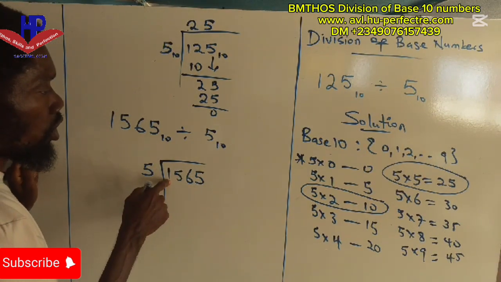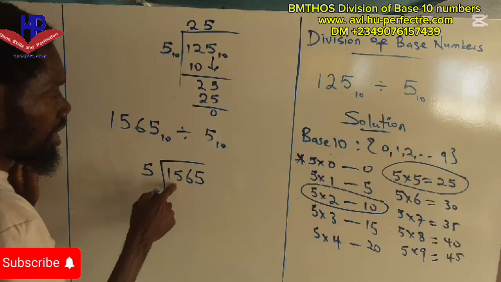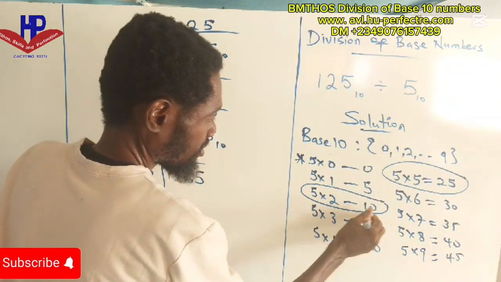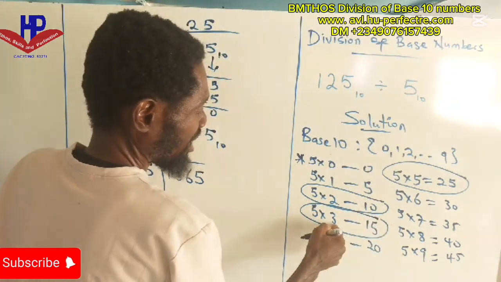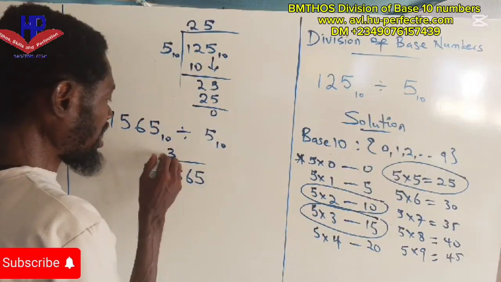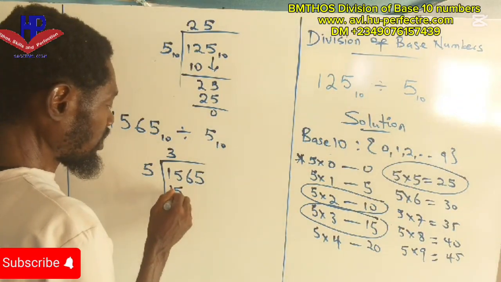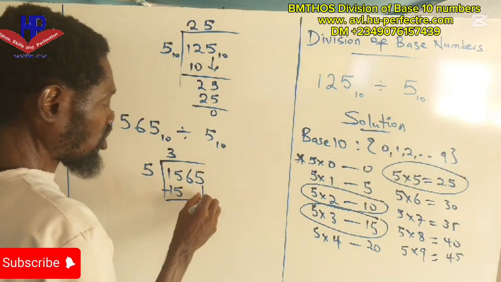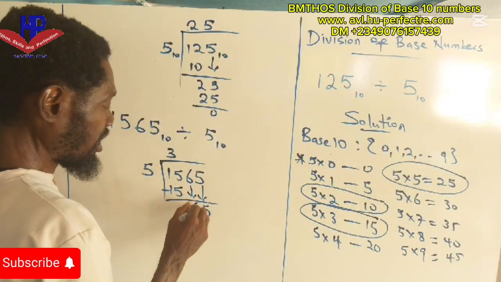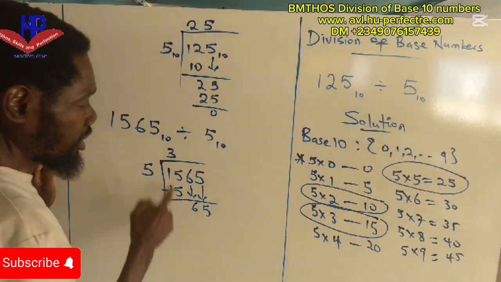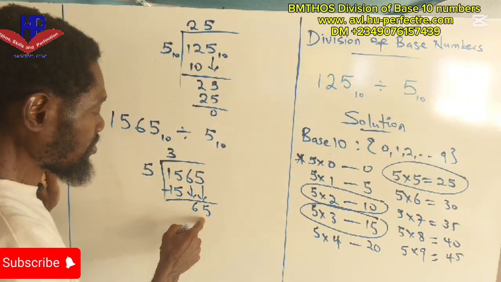5 cannot go into 1, but 5 can go into 15. This is it. And that number is 3 that gave us 15. So put the 3 up here. That will give us 15. Subtract. Drop down 5. Drop down 6. This is already 0. This is already 0. So we're left with 65.